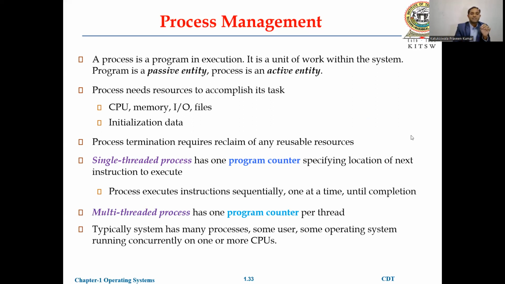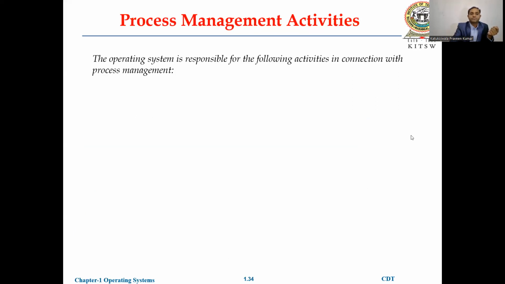There are single-thread processes and multi-thread processes. This single and multi-thread process we will learn in unit 1, chapter 4. A single-thread process has one program counter, and a multi-threaded process has one program counter per thread. So when you are using a multi-threaded process, the execution will be much faster.